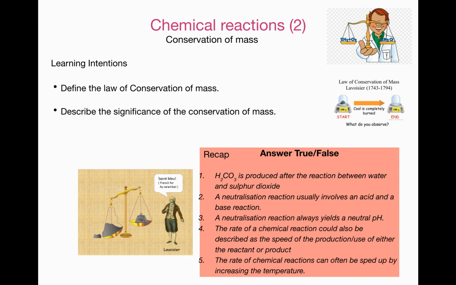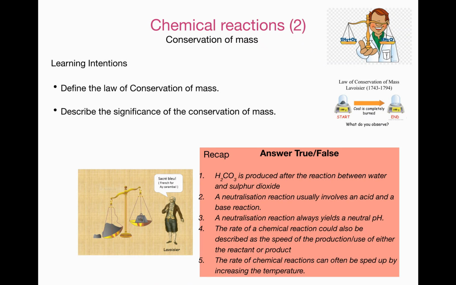A neutralization reaction usually involves an acid and a base reaction. That is true. We call this a neutralization reaction, where there's an acid and a base, and they will bring each other closer to neutral, which is a pH of 7.